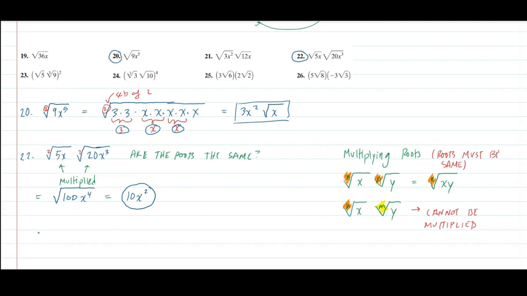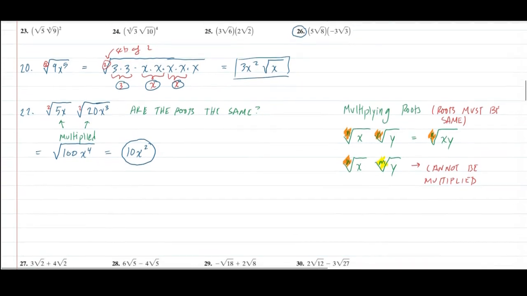All right. What we're going to do is we're going to first try number 26, okay? And then we'll come back to number 24 because 24 is a little bit harder, 26 is a little bit easier. So let's try number 26 first. All right, so number 26, it says that you've got 5 multiplied by the root of 8 and then negative 3 multiplied by the root of 3. Okay, now what do you do in this situation over here?